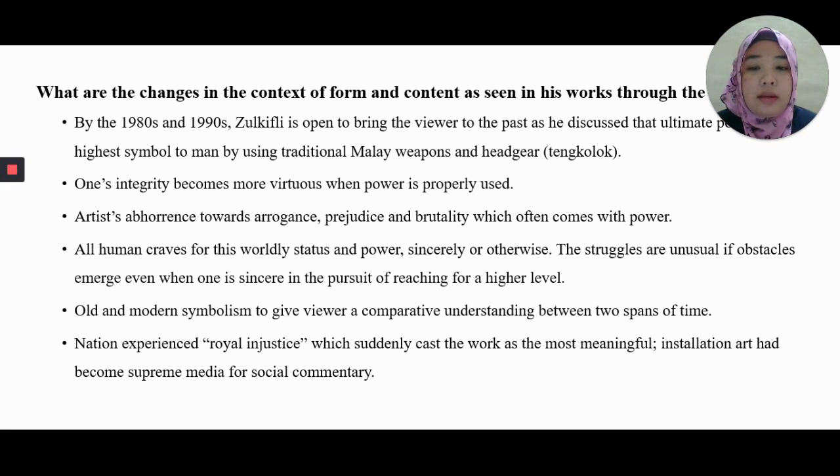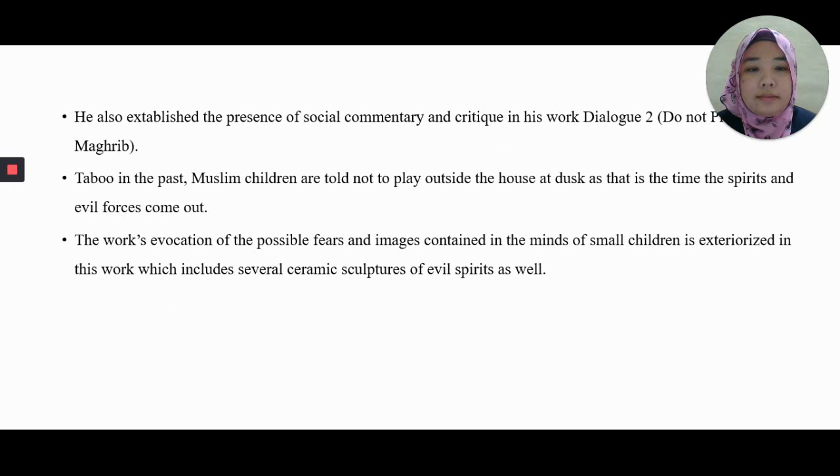Installation art had become the supreme medium for social commentary. These points are seen in this commonly discussed work, which are Power One and also Immunity. He also established the presence of social commentary and critique in his work Dialogue too, by using the taboo back then in the past, that Muslim children are told not to play outside. So the work evokes the possible fears and images contained in the minds of small children, as he realized this work, which includes several ceramic sculptures and evil spirits, which I mentioned before.